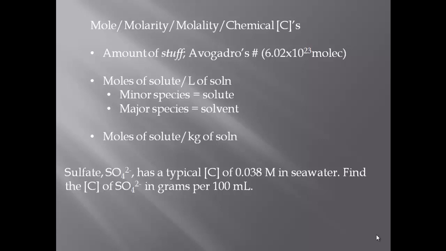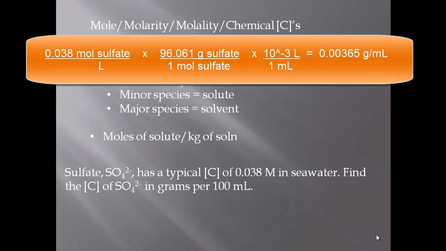So the problem that I want to do to practice your concentration units is here below. It says sulfate, which is SO4 2-, has a typical concentration of 0.038 molar in seawater. Find the concentration of sulfate in grams per 100 mL. This should be very easy for you. So you set it up as you would set up any other concentration problem. You start with 0.038 moles of sulfate over liters of solution.